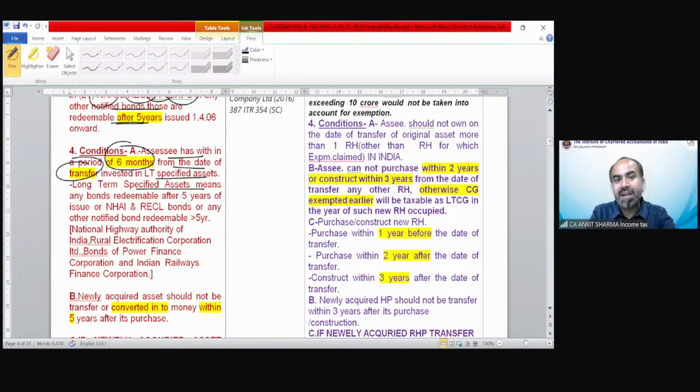Long-term specified asset means any bond redeemable after 5 years issued by NHAI, RECL, etc. They are the full forms National Highway Authority of India, Rural Electrification Corporation, etc. You can go through it. So the time period is only 6 months. The newly acquired asset should not be transferred or converted into money within 5 years. This is the new thing. You have to remember it very carefully.